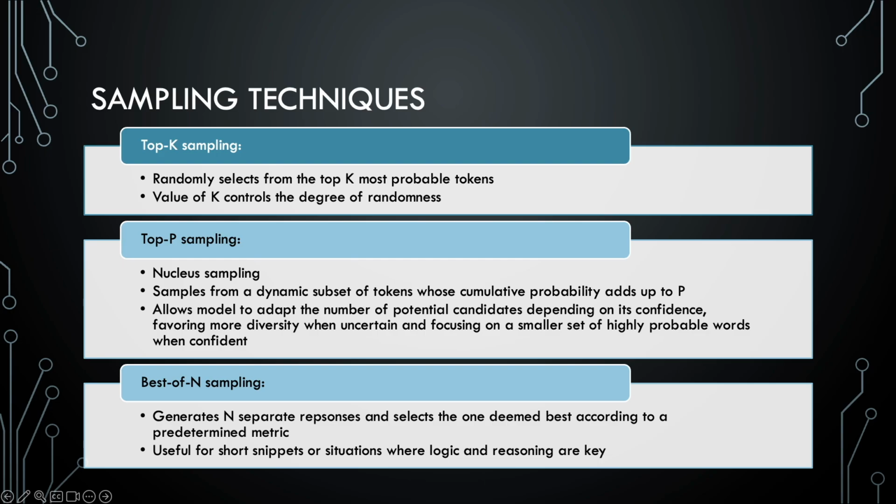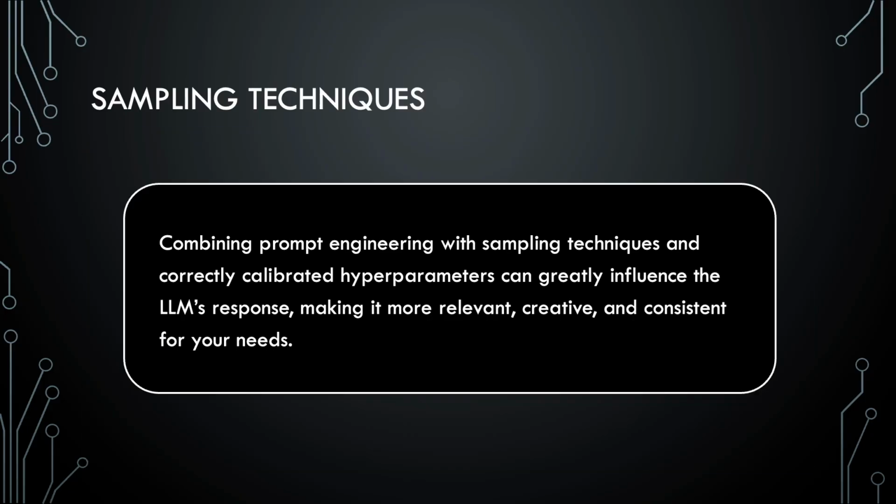This method adapts to the model's confidence level, meaning it favors more diversity when it's uncertain and focuses on a smaller set of highly probable words when it's confident. Best of n sampling generates n separate responses and selects the best according to predetermined metrics. This technique is particularly useful for short snippets or in situations requiring logic and reasoning. When working with LLMs in any system, whether it's enterprise-level support chatbots or in-terminal code assistants, we can optimize the performance of our LLMs. Combining prompt engineering with sampling techniques and correctly calibrated hyperparameters can greatly influence the LLM's response, making it more relevant, creative, and consistent for your needs.